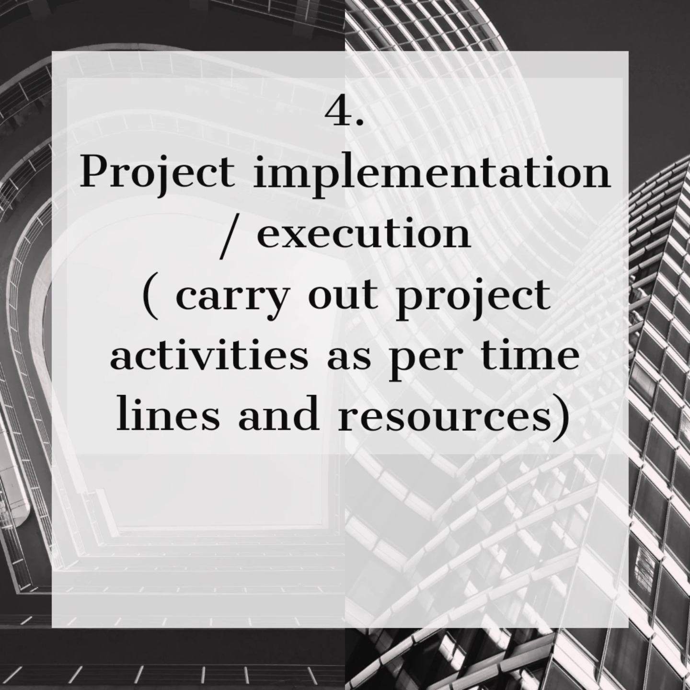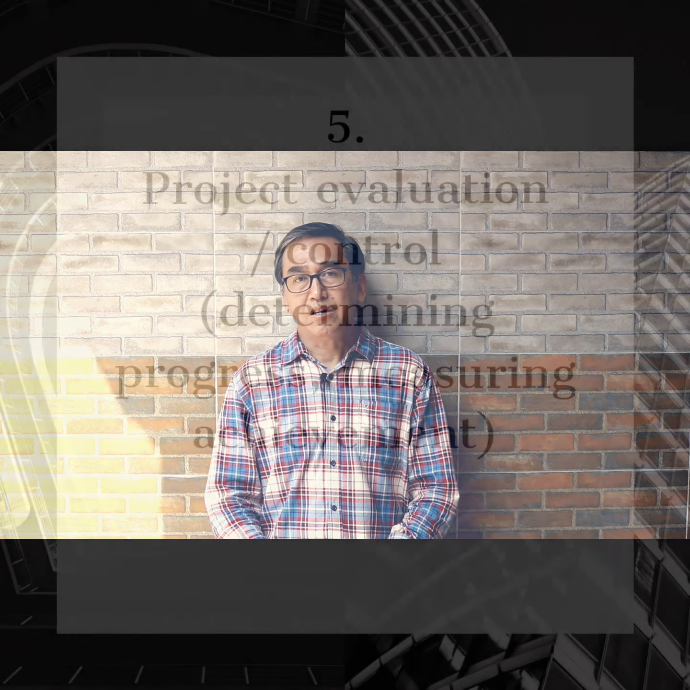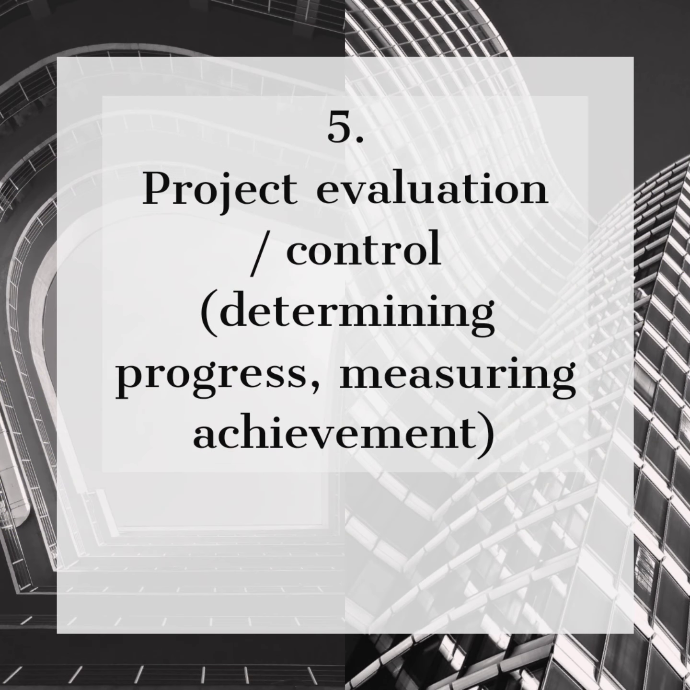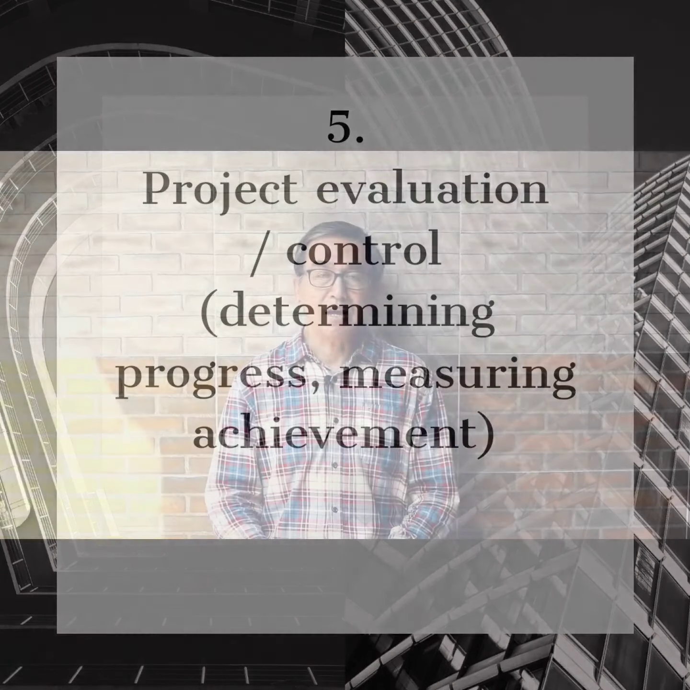The fourth step is the project implementation, when the project organization executes the activities under the projects based on the given timelines. The fifth step is project evaluation or project control. At this point, the project progress will be monitored and also evaluated based on the set objectives and criteria, so that the project organization will know the progress and also the achievement of the projects at the particular time. So these are the 5 steps of the project cycle.